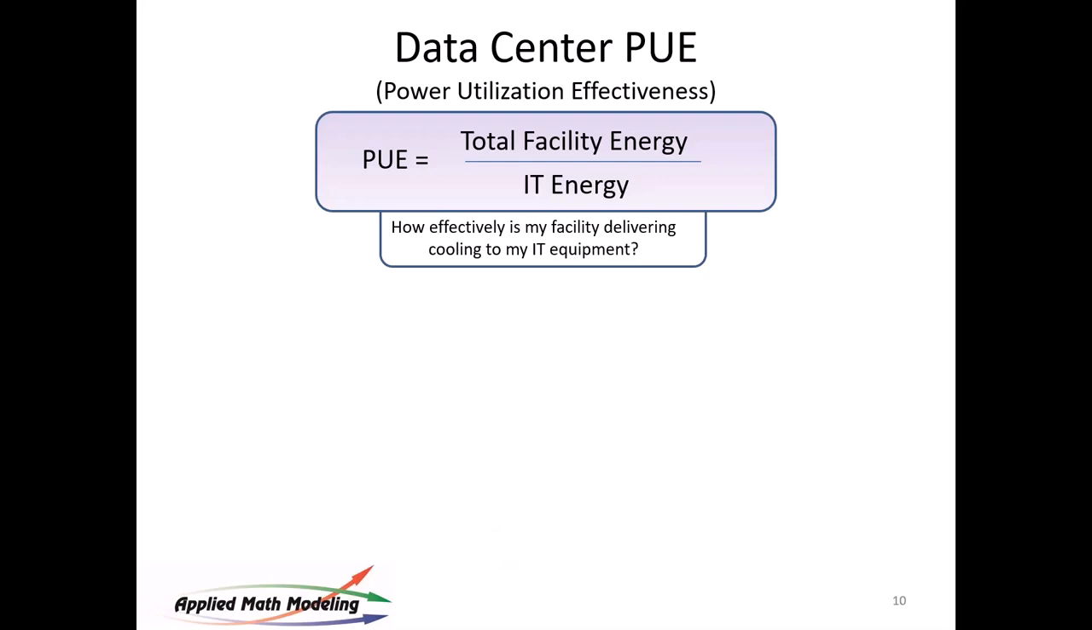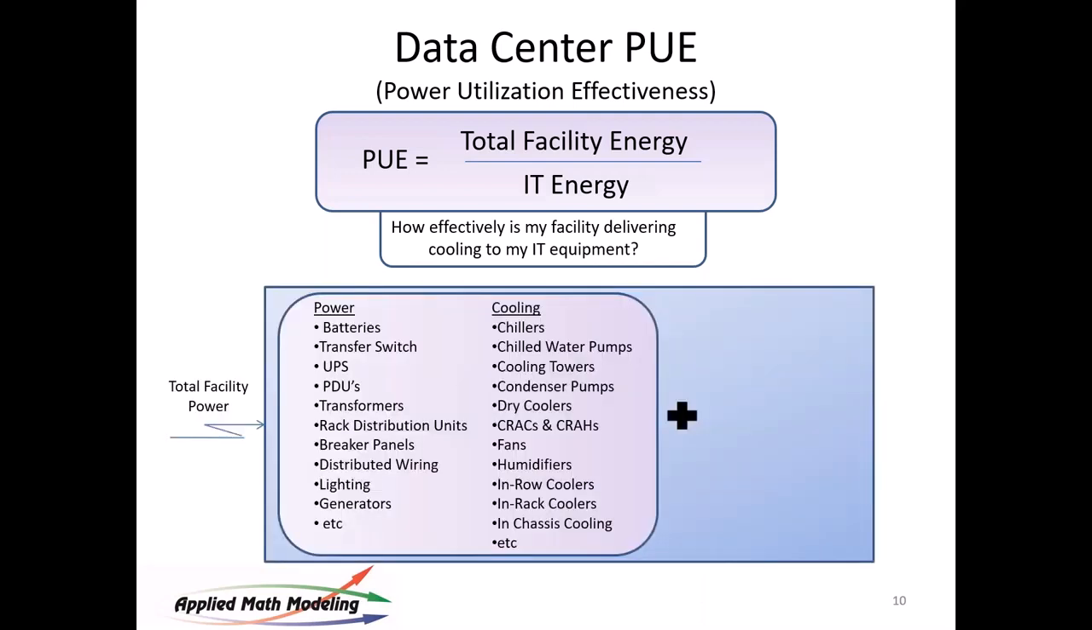And PUE is total facility energy over IT energy. Not my favorite metric, to be honest, Magnus. We have in the numerator total facility energy, and that's everything plus IT. So you've got everything. You've got breaker panels and distributor wiring. You've got chillers and heat pumps and fans. I mean, it really, in its base definition, includes everything. And plus IT equipment in the numerator too, divided by IT energy.